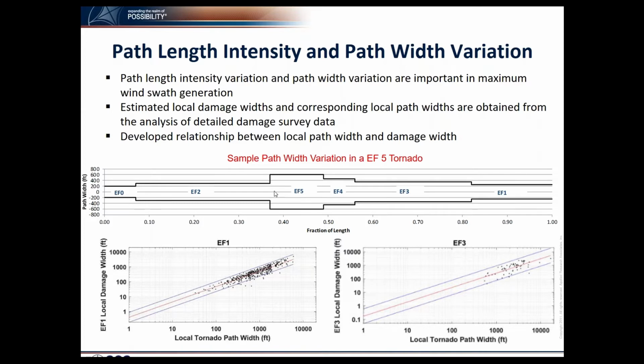As mentioned, RMW is modeled using maximum damage width. For the local maximum damage width and local path width data that Marc talked about in his presentation, we developed a model for the local damage width as a function of the local path width. In the simulation, when we have the local path width, we get the local damage width, and from the local damage width, we get the RMW. These models are not regionally dependent, so we developed them for all regions.